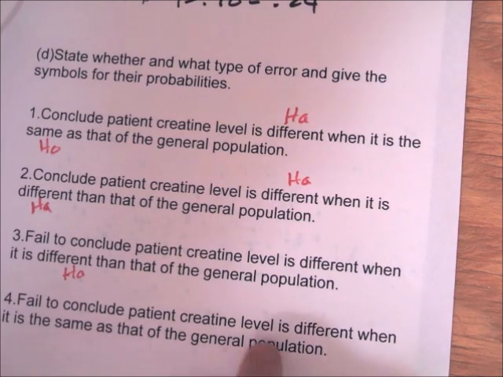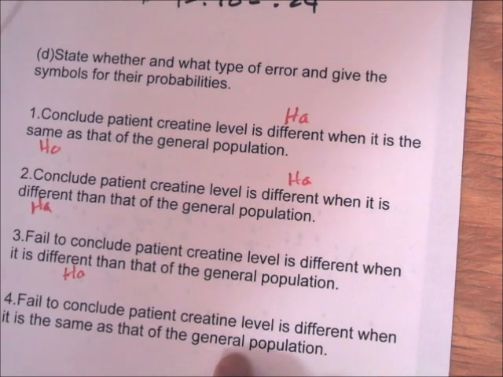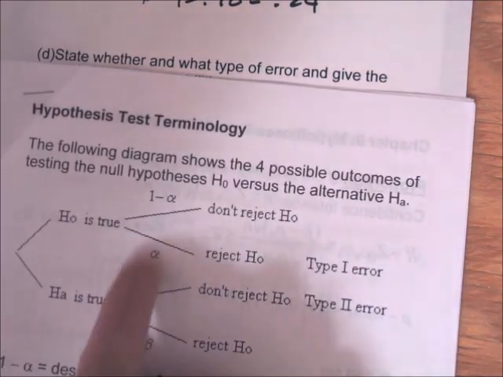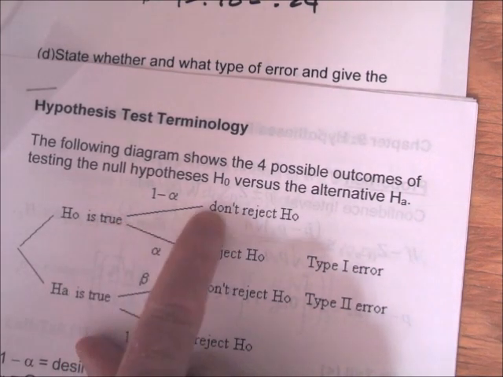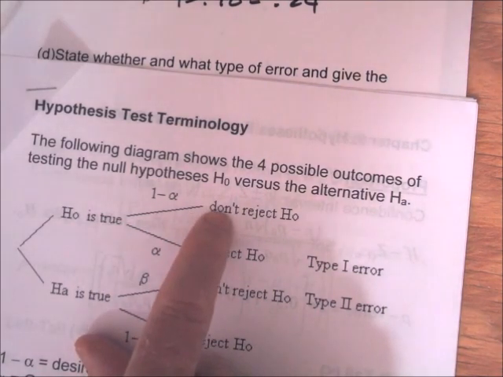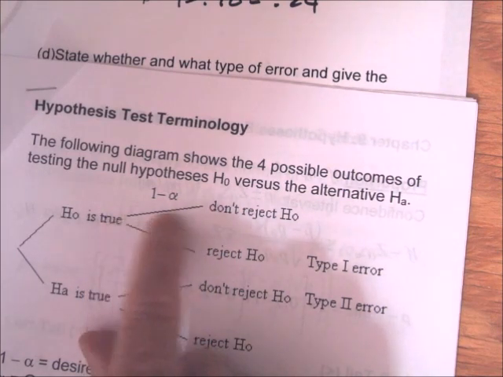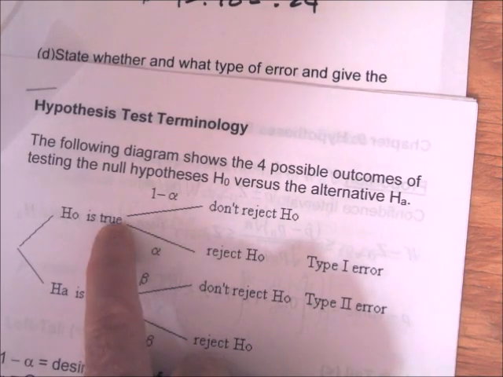And fail to conclude the patient creatine level is different when it's actually the same. So that would be not an error. That's going to be 1 minus alpha. That's our confidence level. If we don't reject H naught when H naught is true, we don't conclude it's different. That means it's almost like saying it's the same, although we never really accept H naught, but it's almost like accepting H naught if we don't reject it when H naught is true.